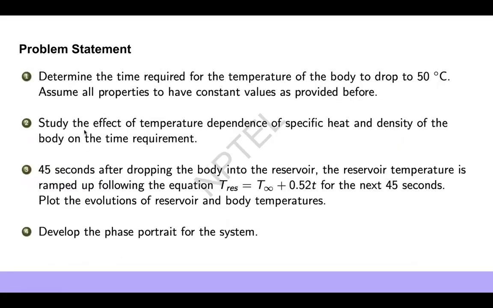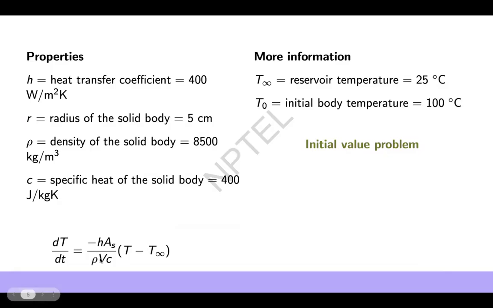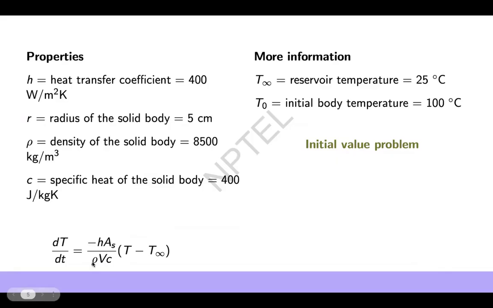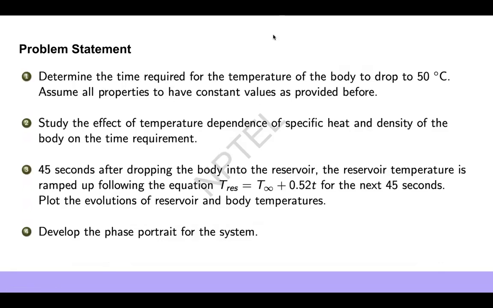Now, the second sub-question is to study the effect of temperature dependence of specific heat and density of the body on the time requirement. In this equation we have the specific heat, C, and density, rho. We will study how the temperature varies if the rho value keeps changing. The next is how the temperature varies if C, the specific heat value, keeps changing. We need to study the influence of specific heat and density on the temperature.